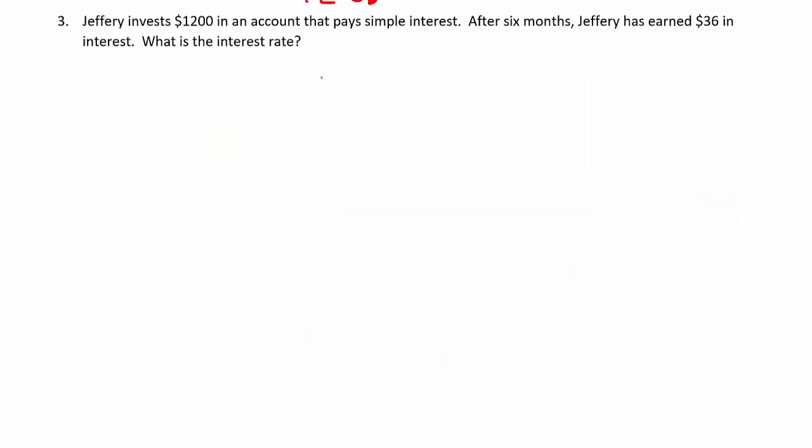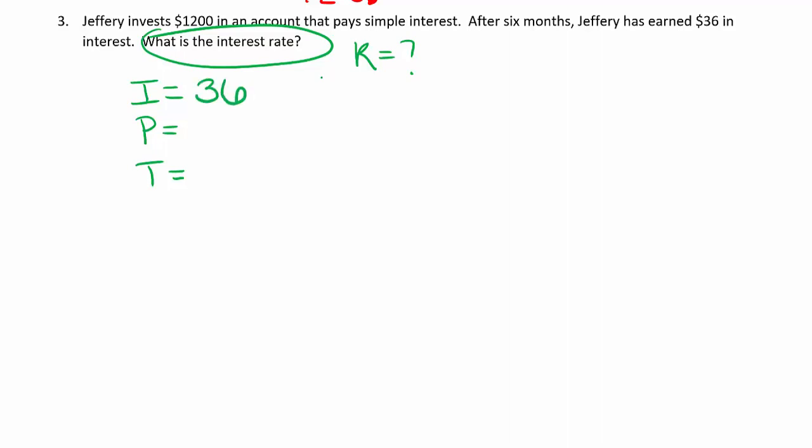All right, last example. Jeffrey invests $1,200 into an account that pays simple interest. After 6 months, he's earned $36 in interest. Okay, this problem's a little bit different because now they're asking us to find the interest rate. They're asking us to solve for R. So I'm going to have to plug numbers in for I, P, and T. So let's see, the interest earned, they said, was $36. The amount he invested, the P, is $1,200. And the time is 6 months. Time always has to be in years. So 6 months is 1/2 of a year.